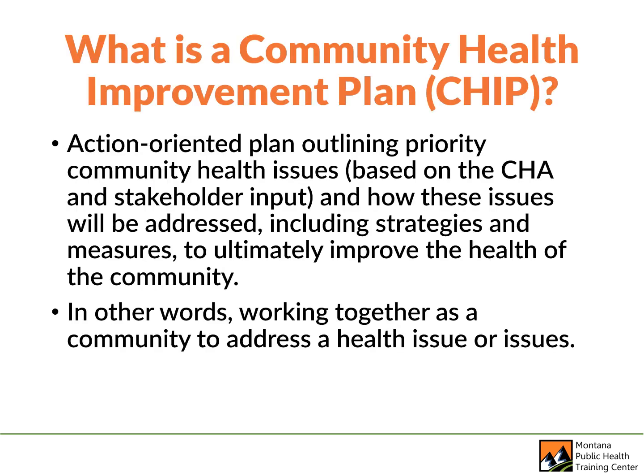So what exactly is a community health improvement plan, or a CHIP? The official definition is that it's an action-oriented plan outlining priority community health issues based on the community health assessment and stakeholder input, how these issues will be addressed, including strategies and measures to ultimately improve the health of the community. But really, in plain language, what that means is working together as a community to address a health issue or issues.